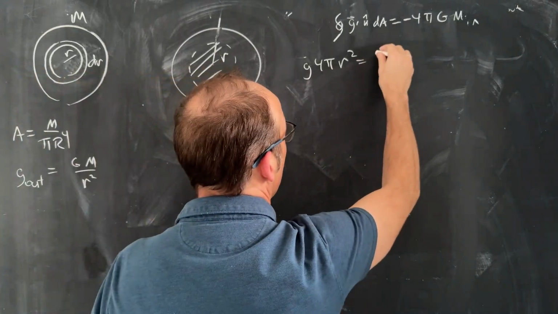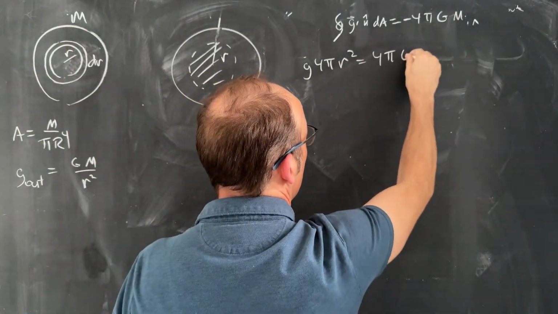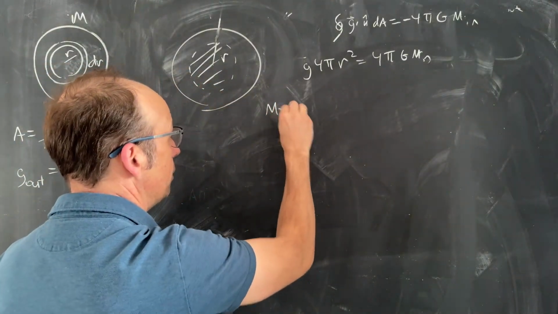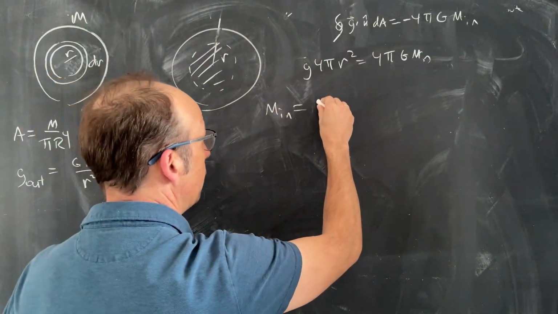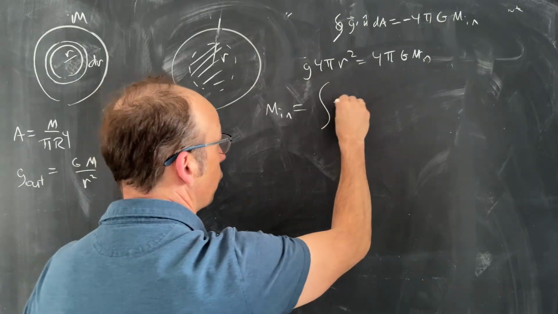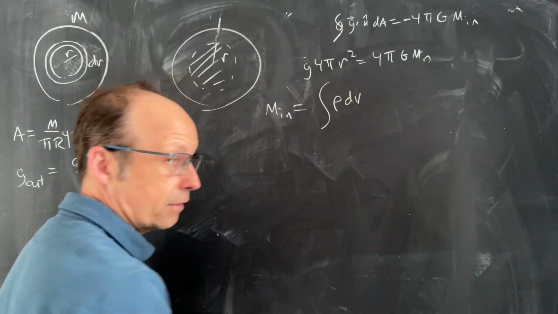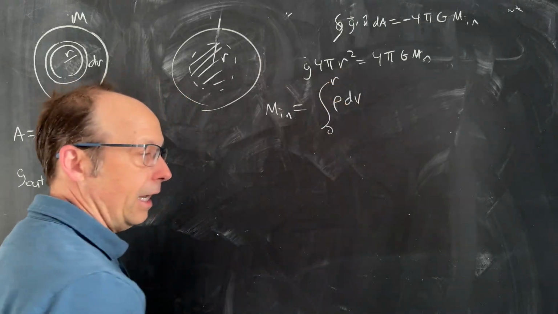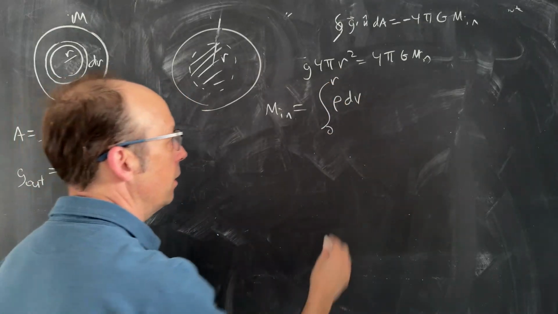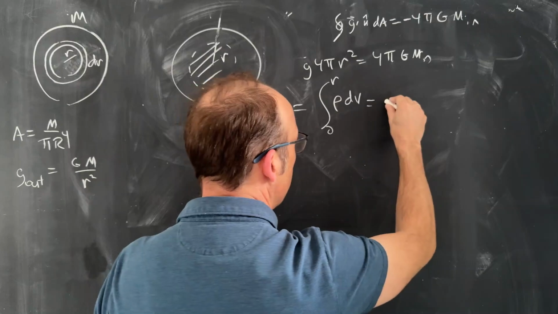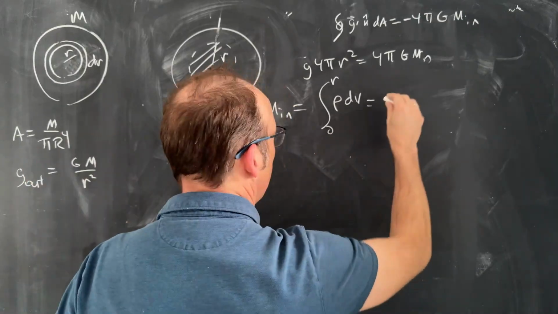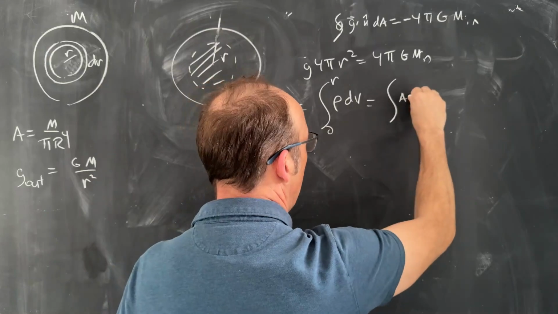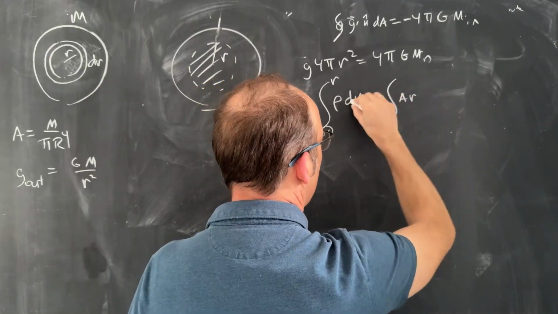The only difference is now this is my mass m_n, so I'm going to have to find that. So let's say that's 4 pi G m_n. I can find the mass m_n just like we did before. It's going to be the integral of rho dV, but in this case it's going to be from 0 to r. I probably shouldn't do that, but I'm going to do it. Rho is a times r, so this is going to be the integral of a r, and then dV.